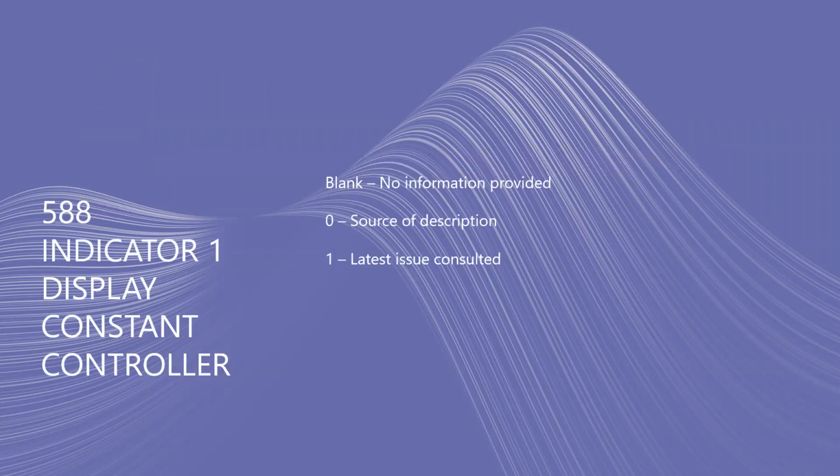And indicator 1 for the 588 is the display constant controller. If you leave it blank, it's not providing any information about where you took the description from. 0 is the source of description, and that you can use for anything, serials, or we'll take a look at an example in the next slide here. And indicator 1 indicates latest issue consulted. If you're doing serials, you can look at the date there and record that.